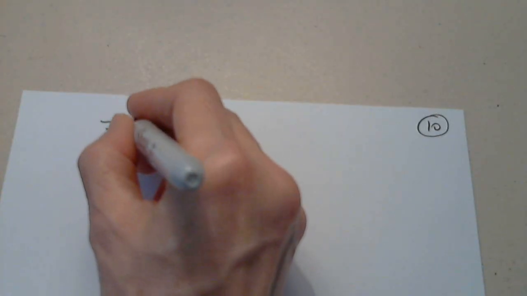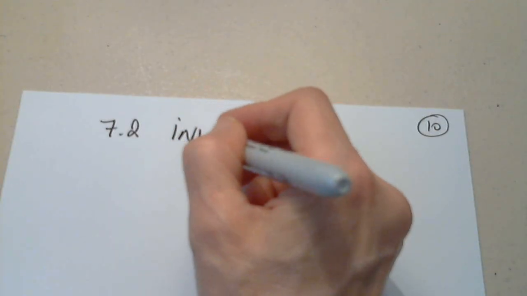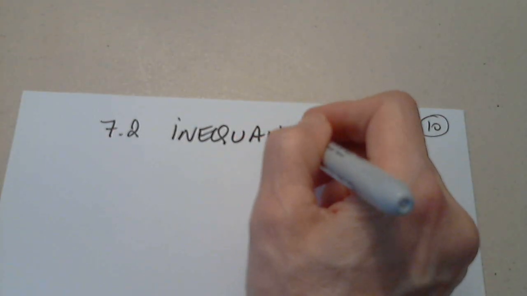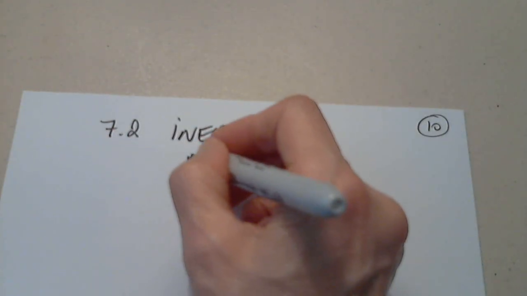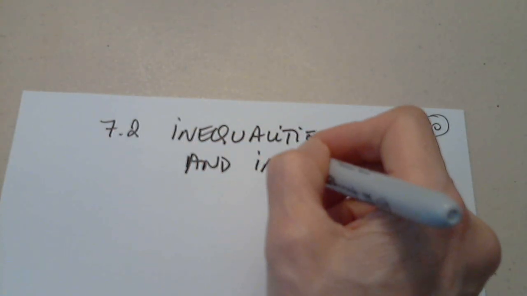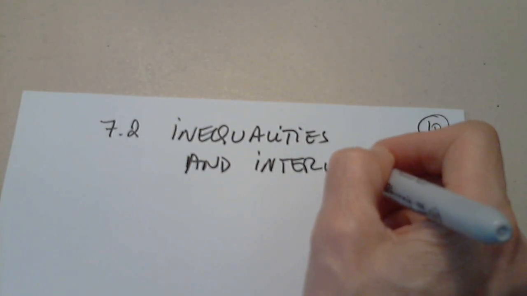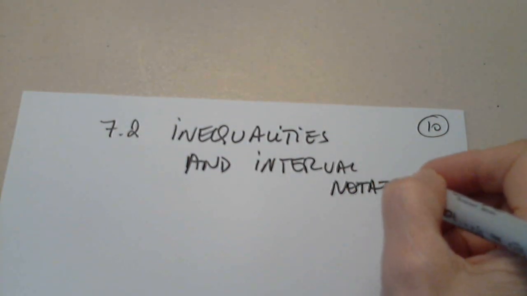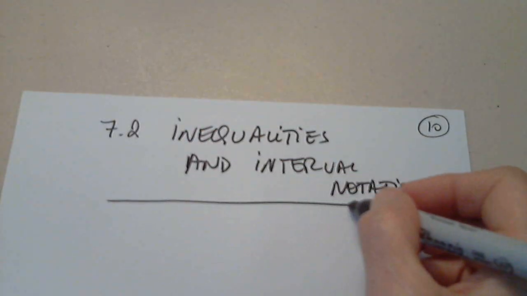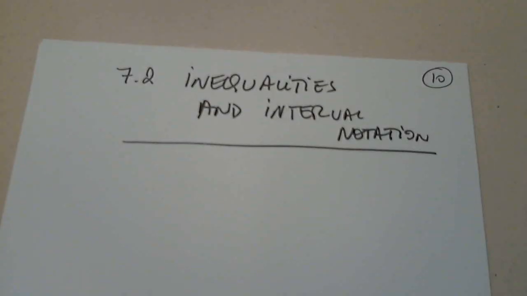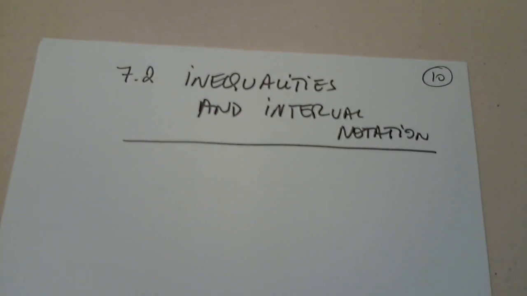So this is 7.2, inequalities and interval notation. Okay, so inequalities, let me see the time here.